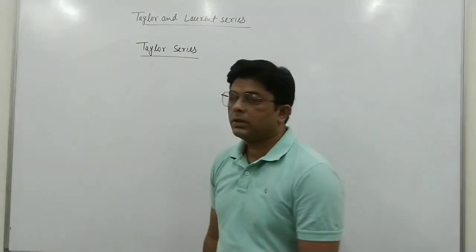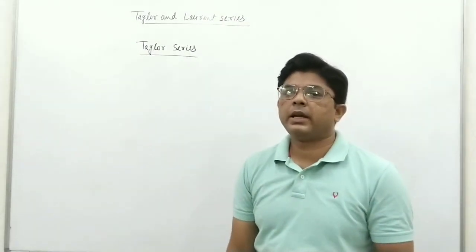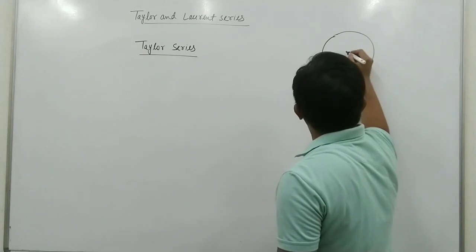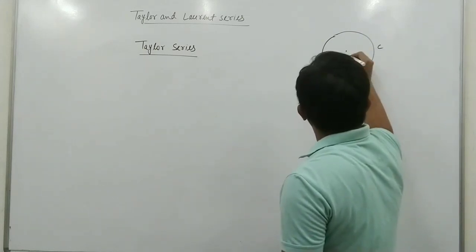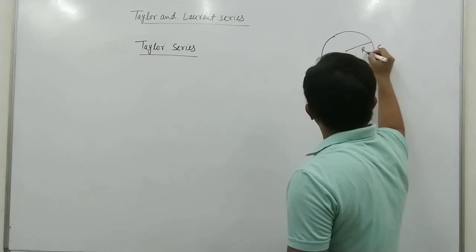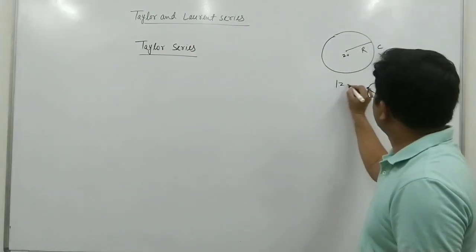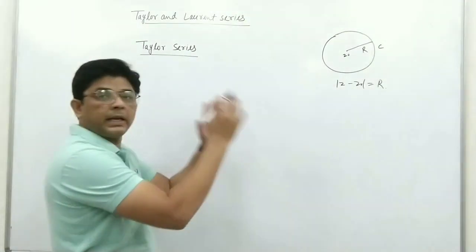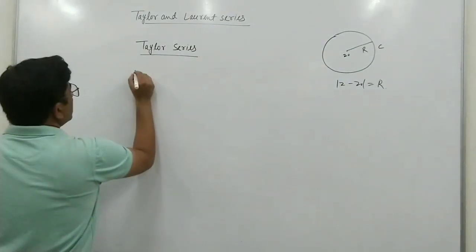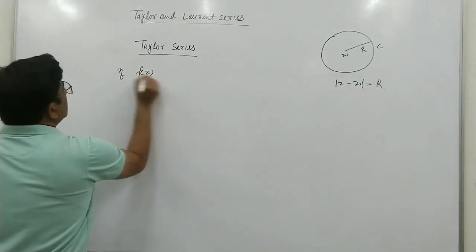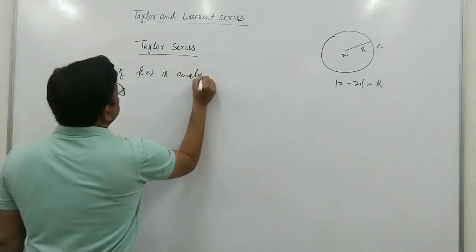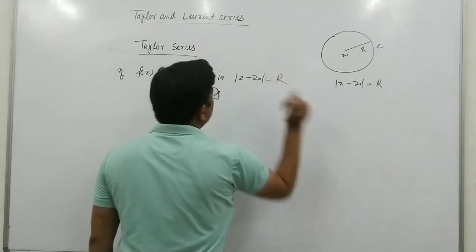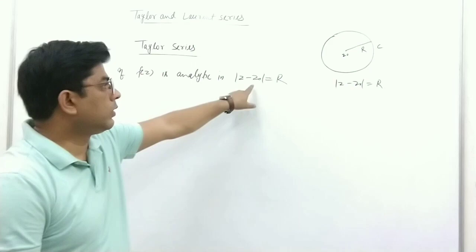Now we come to Taylor series. So if we take a function f(z) which is analytic inside a circle C, and the center is z0, and if we take the radius as r, so we can write this circle as mod z minus z0 equal to r. A function f(z) is analytic in this circle mod z minus z0 equal to r. The radius of convergence is r and z0 is the center of the circle.